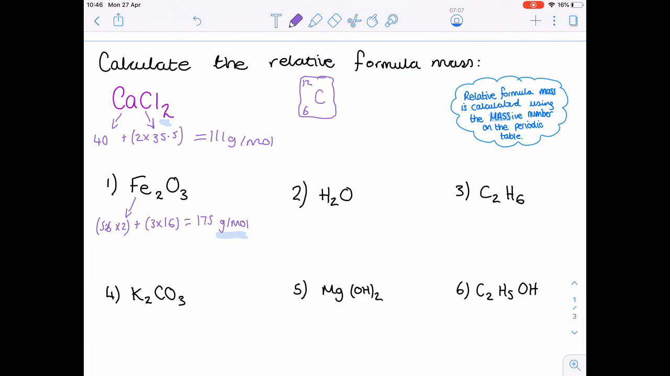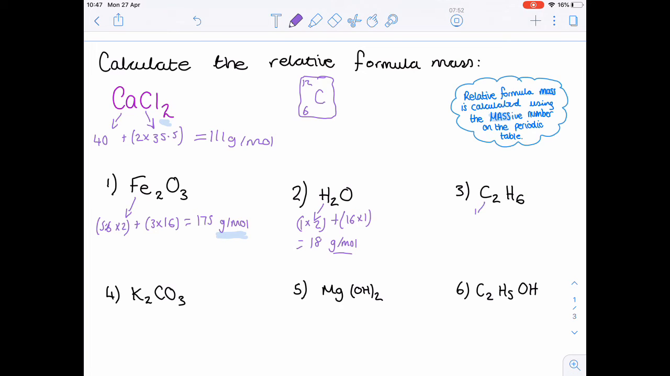So you should now have had a chance to complete the questions. I'm now going to mark the answers. So H's big number on the periodic table is 1. So you would do 1 times the 2, because there's 2 lots of it, plus oxygen's big number is 16 times 1, because there's only one of them. That gives you a total of 16 plus 2, which is 18, and then your units, grams per mole. Make sure you've got this. To be able to get a mark, you need to make sure you've got the units written there as well.